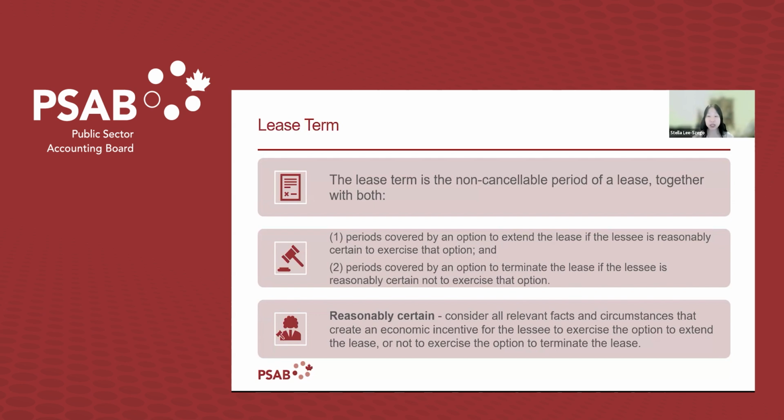When there is a significant event or change in circumstances, a lessee should reassess whether they are reasonably certain to exercise an extension option or not to exercise a termination option.